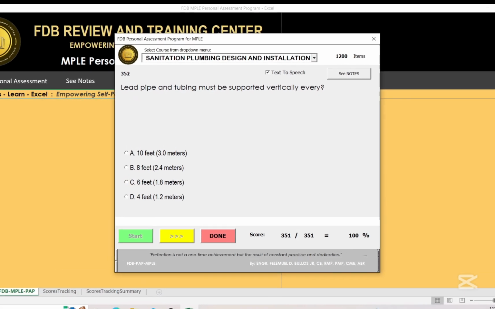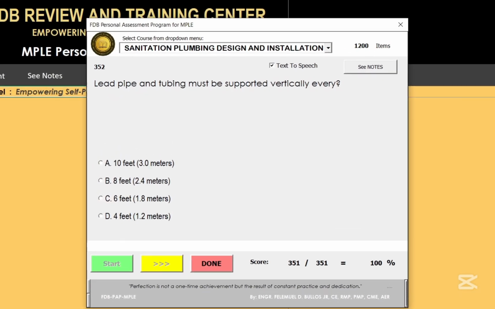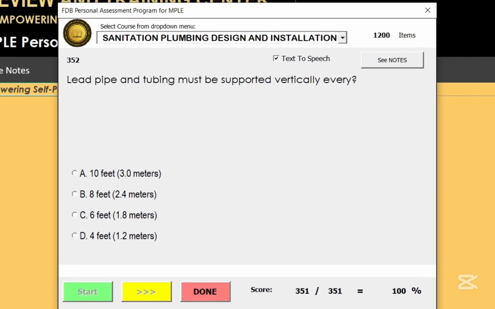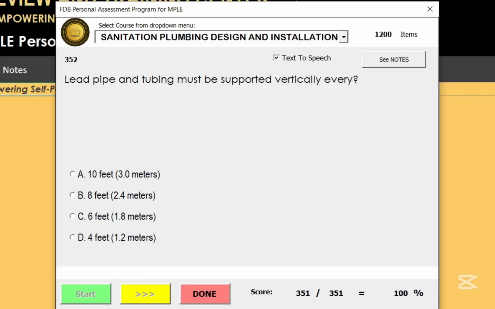Lead pipe and tubing must be supported vertically every A 10 feet, 3.0 meters. B 8 feet, 2.4 meters. C 6 feet, 1.8 meters. D 4 feet, 1.2 meters. Please pick your choice. Option D is your choice, and it's the correct answer. Well done.